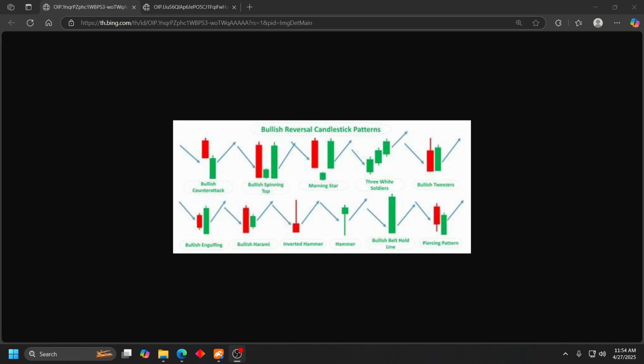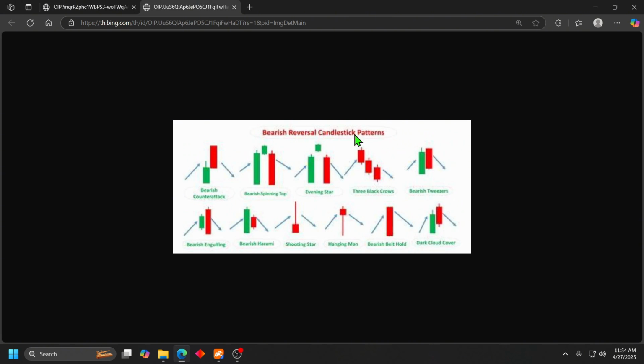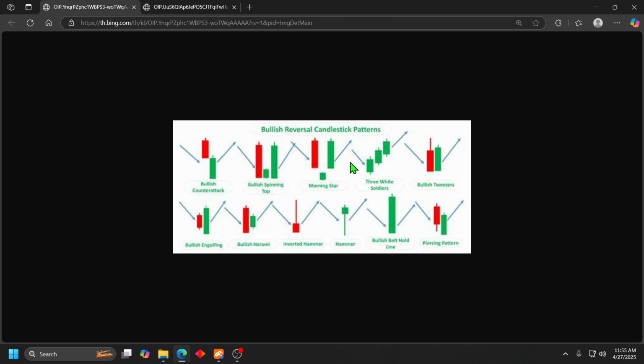In this episode, we are going to talk about candle patterns. The price tells you the story, not you trying to tell the price what to do. There are some images you can download in the description below: the bullish reversal candlestick patterns and the bearish reversal candlestick patterns. We're going to go over these.